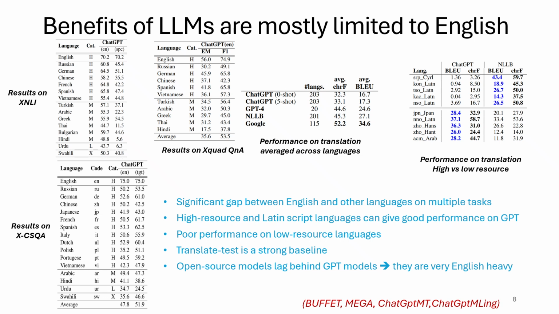Open source models lag behind GPT models also, because GPT at least has some representation presumably of other languages, but most open source models, at least to begin with, have been focused mostly on English only. And now we're seeing some open source models getting some representation in non-English languages as well, but there is still quite a way to go.